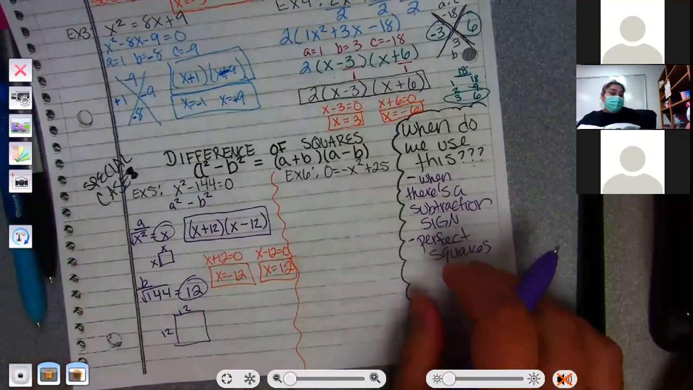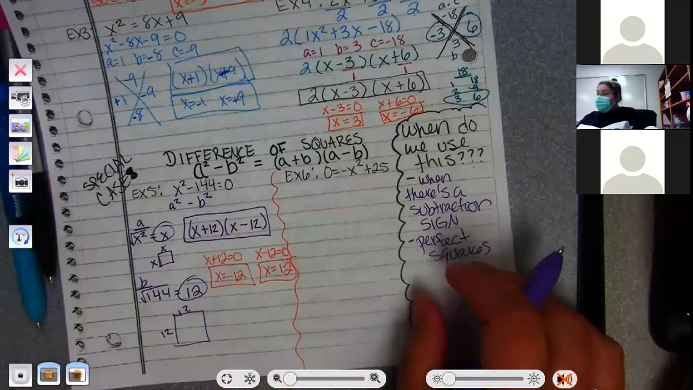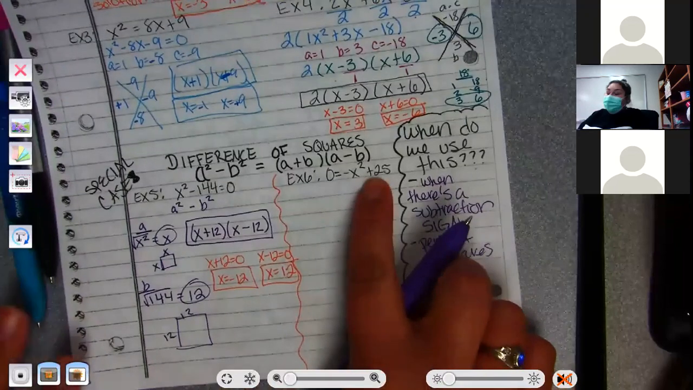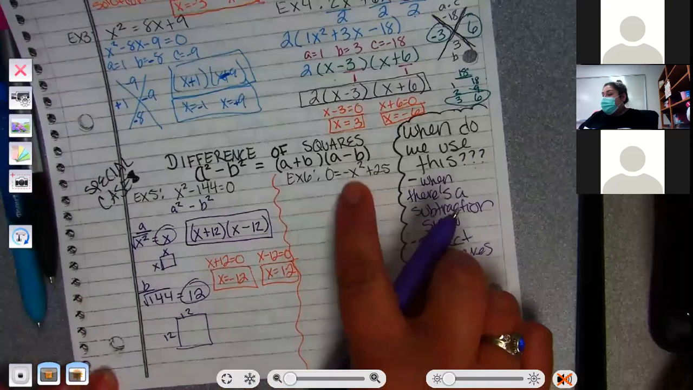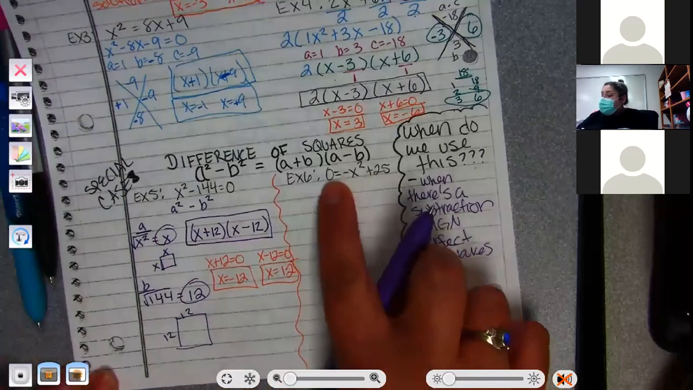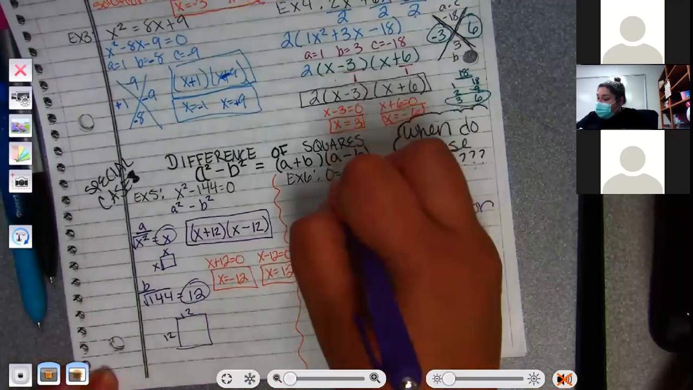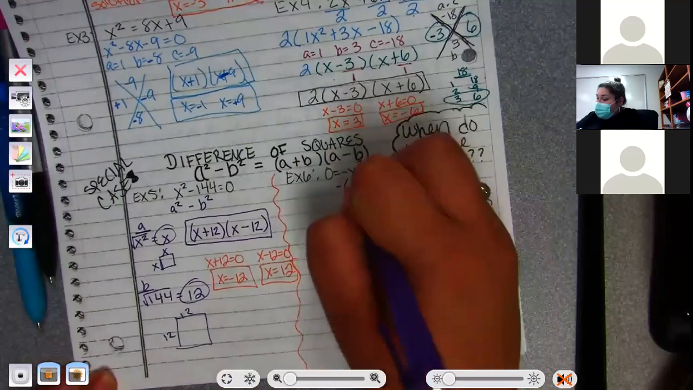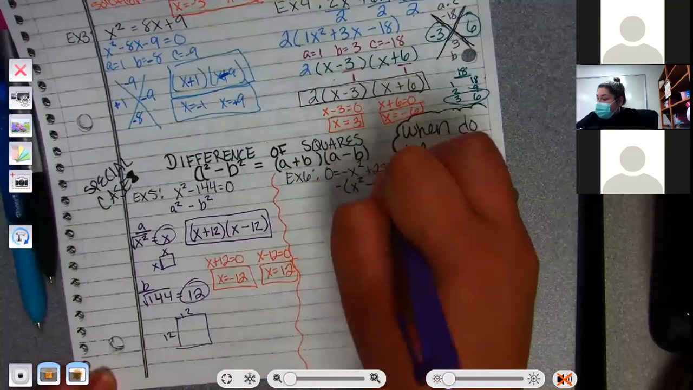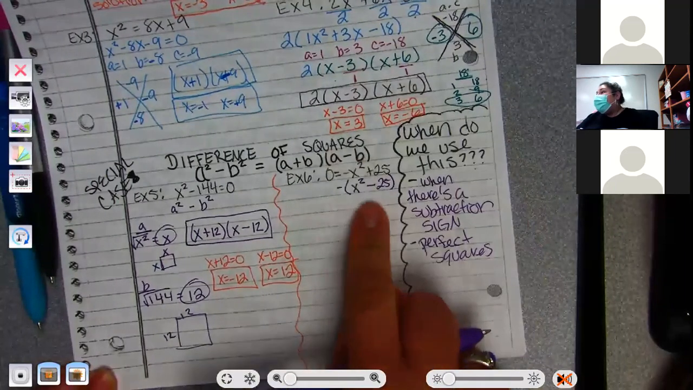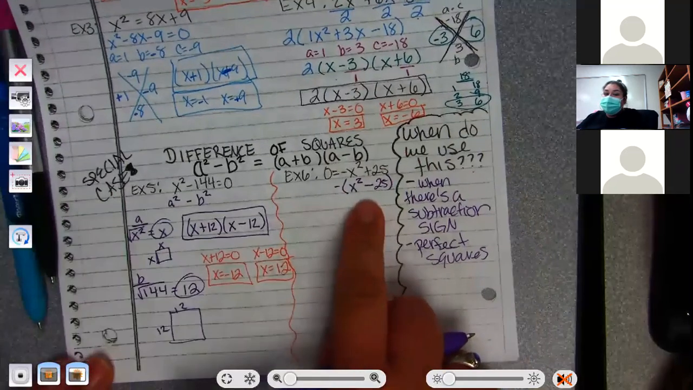So for example 6, it looks like it wouldn't work, right? Because we have a plus there. But remember, a cannot be negative. So let's go on ahead and take that negative out. So if I put this negative out here, I'm going to end up with x squared minus 25. Well, look at here. Now it looks like difference of squares.